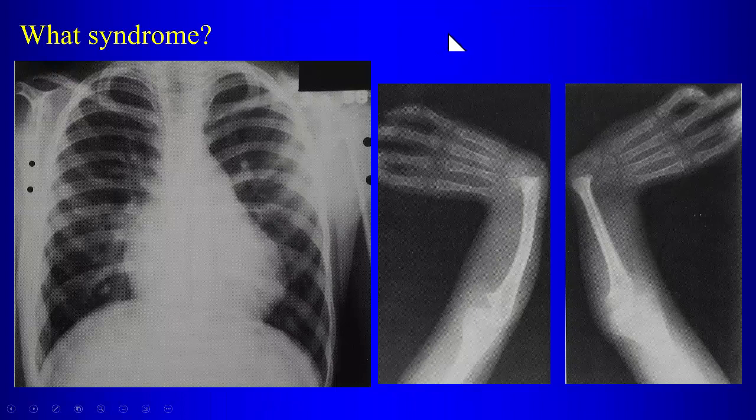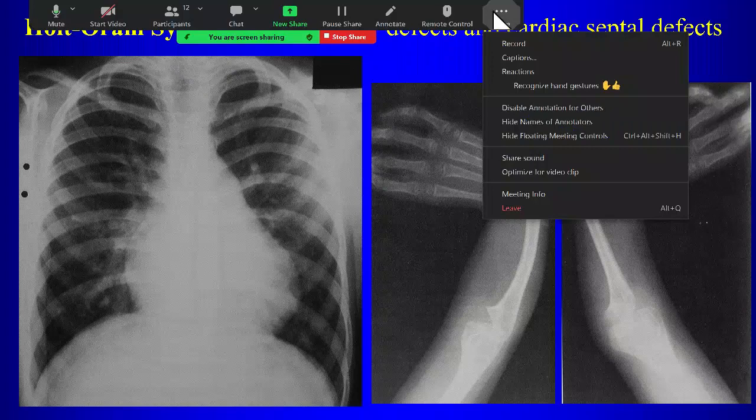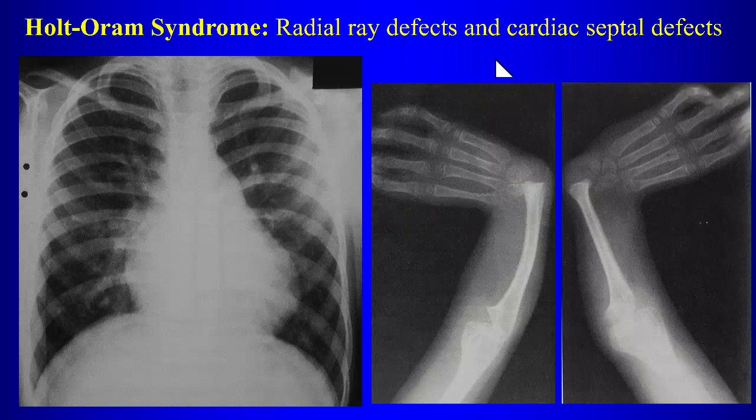So here we have these radial ray anomalies associated with congenital heart disease. What syndrome is that? Anybody out there? Okay, so this is Holt-Oram syndrome, radial ray defects, also associated with septal defects, especially atrial septal defects. So radial ray defects can be associated with cardiac septal defects.